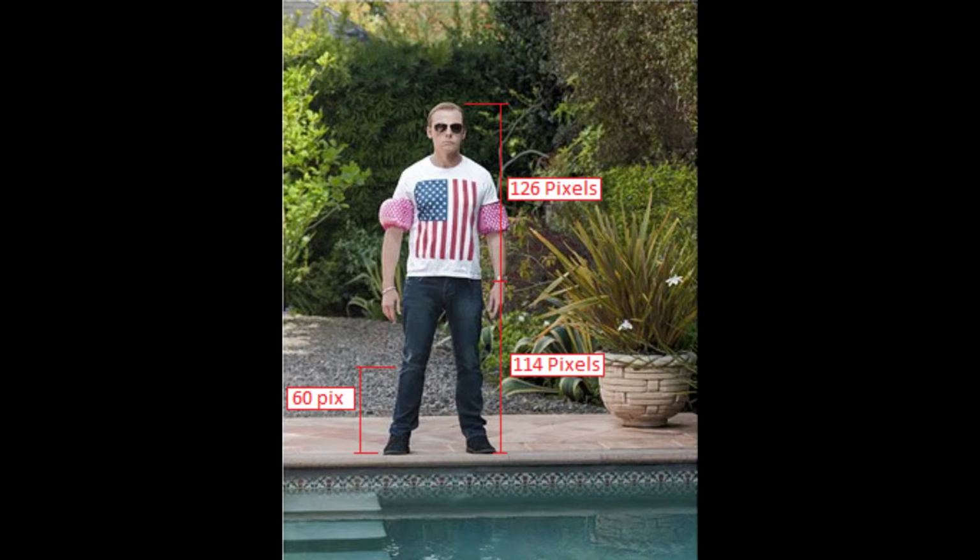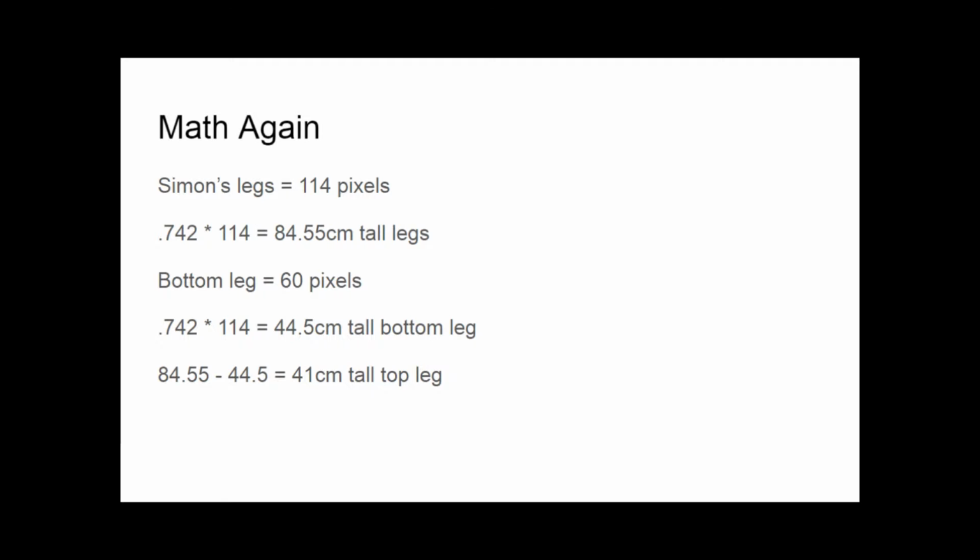See, he is 240 pixels high, and you can see his legs are 114 pixels high. Simon is 240 pixels high in this image. His legs are 114 pixels high in this image, and the bottom part of his leg is 60 pixels high in this image. Now, if we want to find the ratio between his height, which is in centimeters, and pixels, that would be 178 centimeters divided by 240 pixels, which is 0.7416 repeating.